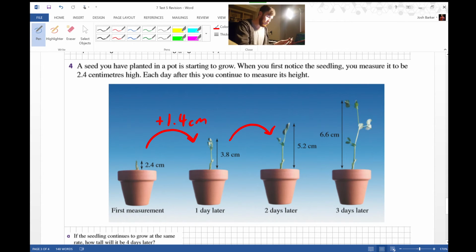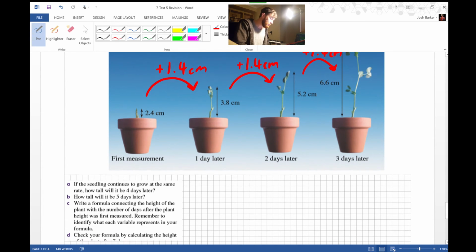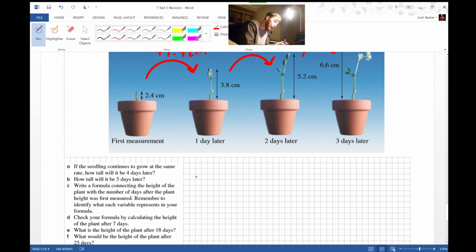So the second one, well, to get from 3.8 to 5.2, we do need to add on 1.4 again. So we're probably onto something here. Let's try it again for the third one. 5.2 add 1.4 is 6.6. So that relationship holds for everything there. So we know that whatever the question is, it's going to be something to do with, well, it grows by 1.4 centimeters each day. So let's have a look at part A for this one.